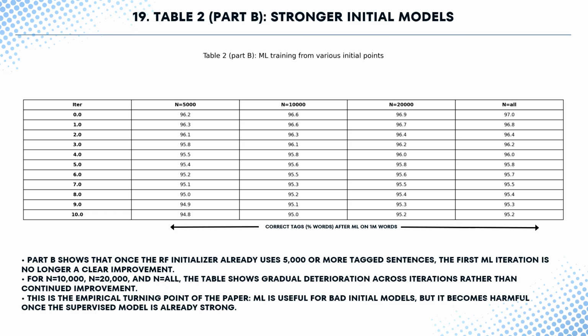Now let's see what happens with strong initial models. Initial models with 5,000, 10,000, 20,000 and full data. Accuracy starts decreasing after ML iterations. When the model is already strong, ML hurts performance because ML optimizes likelihood, not tagging accuracy. So it shifts probabilities in a way that improves word prediction but worsens tagging decisions. This is the most important experimental result of the paper.